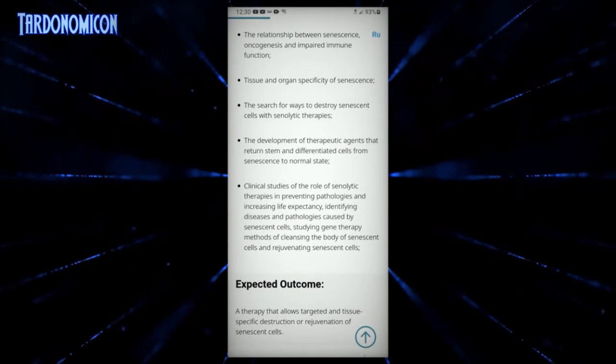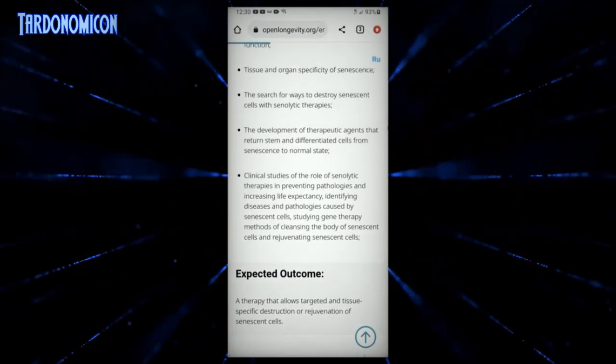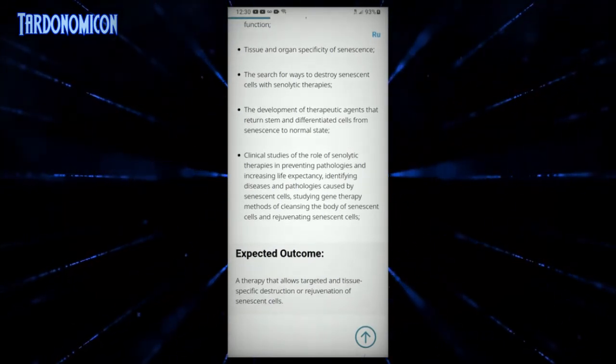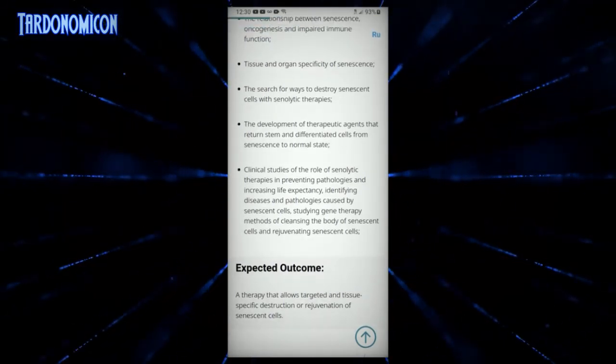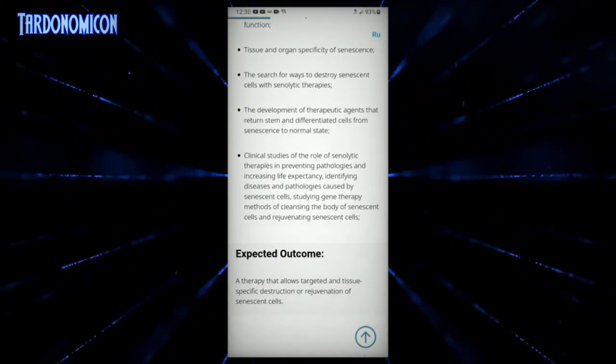The search for ways to destroy senescent cells with senolytic therapies. Senolytic therapies essentially just get rid of the senescent cells, which makes the person more youthful. Quercetin was thought to be a senolytic. It may or may not be. I think the jury's still out on that one.